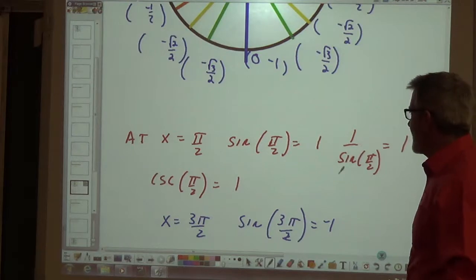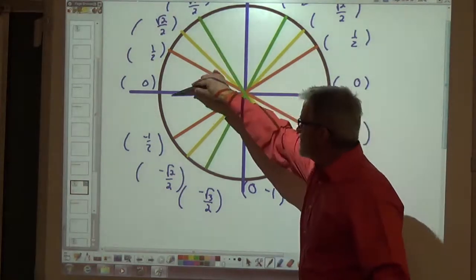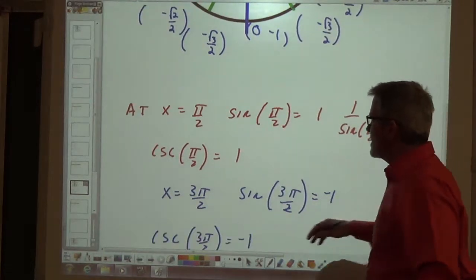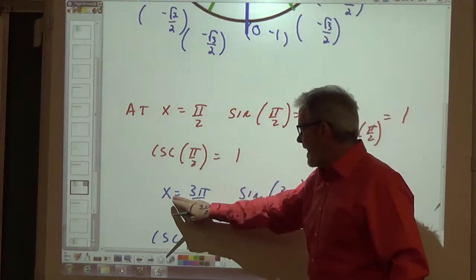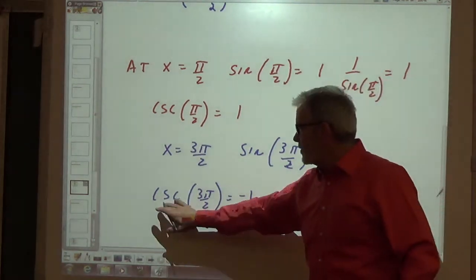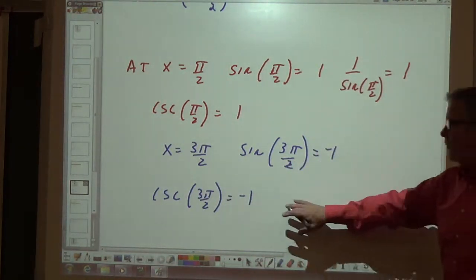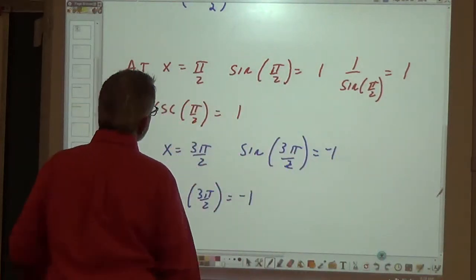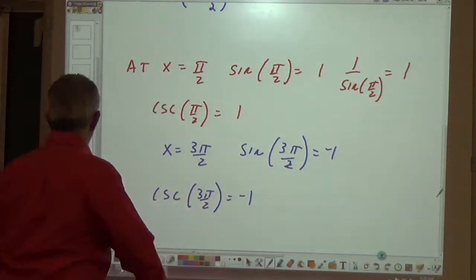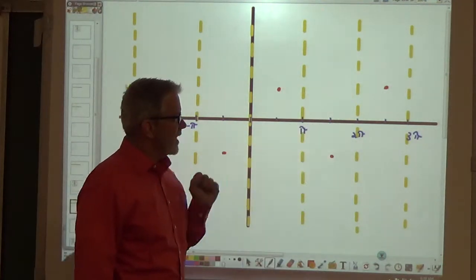Nice. Hey, what about at x equals 3 pi over 2? What about 3 pi over 2? The sine of 3 pi over 2 is negative 1. Oh my goodness gracious. So the cosecant of 3 pi over 2 is 1 divided by negative 1. Let's plot those points. At pi over 2, I have a 1, and at 3 pi over 2, I have a negative 1.